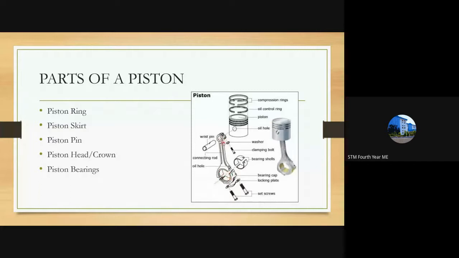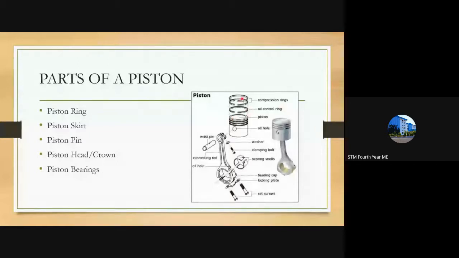The small end is connected to the piston. So the piston is connected here, and this is the piston. You can see many rings present on the piston. There are so many grooves present. Grooves are nothing but spaces in the piston, and there are three grooves here. Two of these grooves are filled with compression rings.